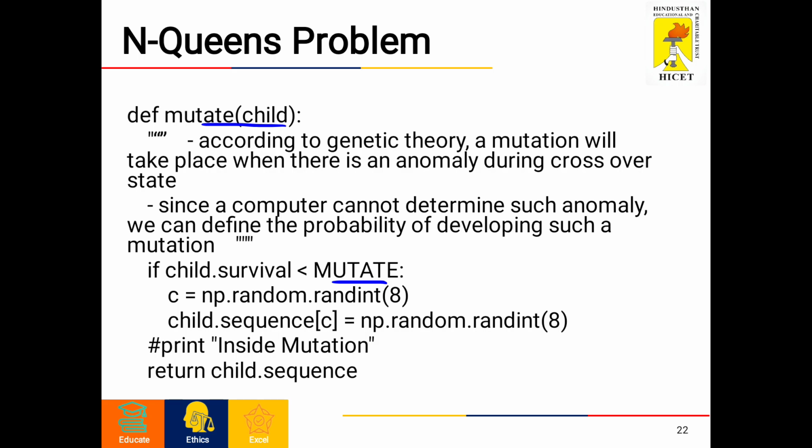This value will be checked with the child dot survival. If it is less than mutate, then we'll be mutating the child. So we'll be calling np dot random dot random. It will generate a random number and it will be assigned to C. Then we'll again generate a random number. Whatever the number generated, in that corresponding index point the value will be replaced. Then the child sequence will be returned.